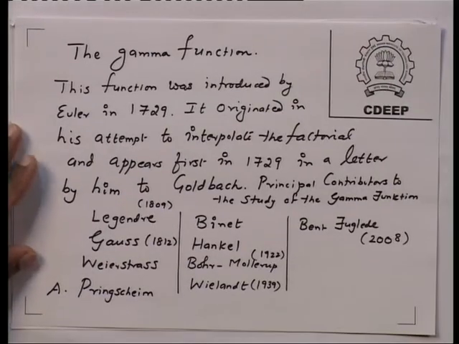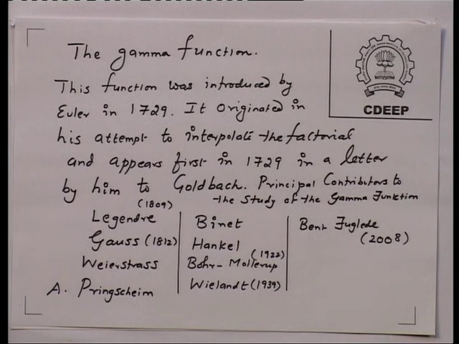Let us see the historical details a little more carefully. The function was introduced by Euler in 1729. It originated in his attempt to interpolate the factorial and appears first in 1729 in a letter written by him to Goldbach. The principal contributors to the study of the gamma function, a brief list, is given to you here. This list consists of only those people who have done some spectacular work. Legendre, after Euler, of course, Euler was the one who introduced it. After Euler, the most important name that appears is Legendre. He is the one who used the notation gamma of a, and he called it the gamma function.